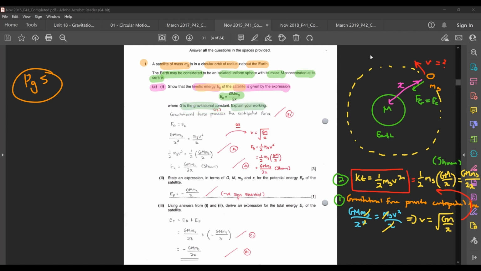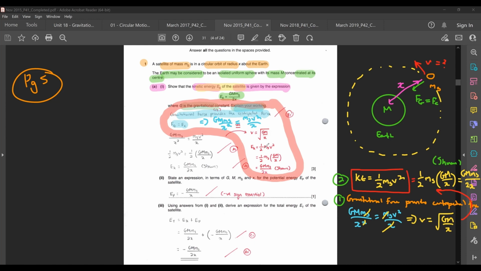Let me just highlight it in red. It's actually this part here. The part where you are supposed to explain your working is the part where you need to say gravitational force provides a centripetal force. So therefore, Fg equals Fc. Then after that, therefore, v equals square root of GM over r, because you are supposed to expand it from here. GMms over x squared equals ms v squared divided by x, giving you this.